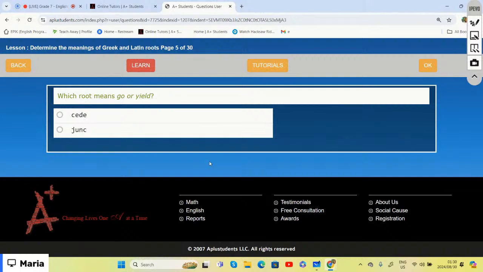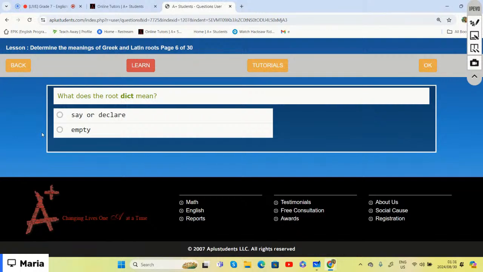So if we look at the word, we have the word seed and we have the word junk. Junk means to join, right? Or it means to reconnect. And if you look at the word seed, then seed is actually to give up that power or the territory. I think, let's see. Yeah, so seed is correct then.